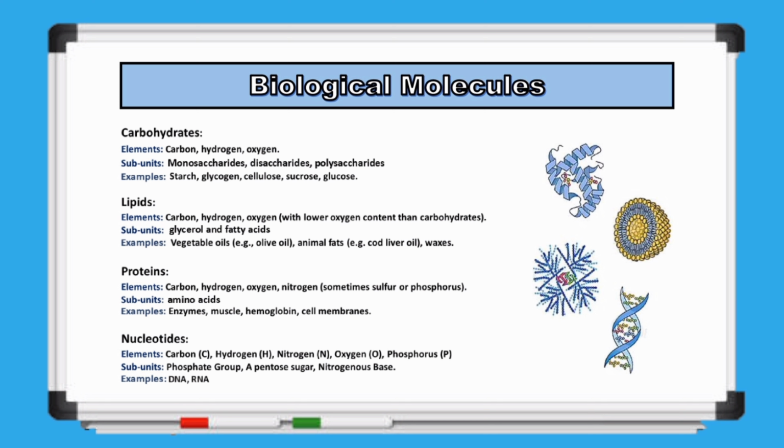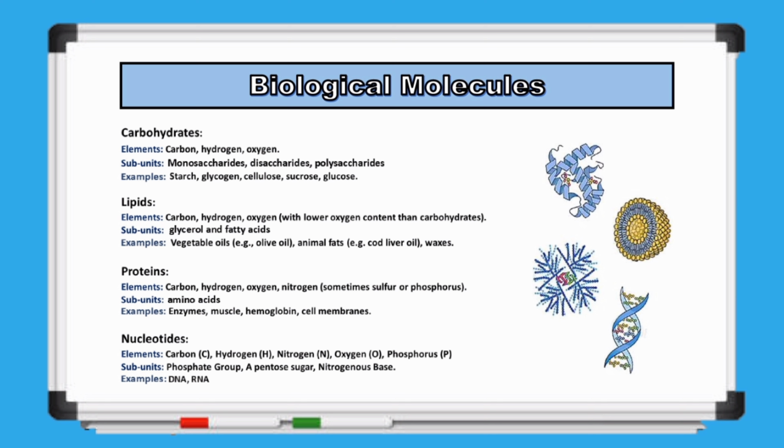Next up, we have proteins, which are some of the most versatile and important molecules in biology. Proteins are made from carbon, hydrogen, oxygen, and nitrogen, and sometimes they include sulfur or phosphorus too. Their building blocks are amino acids. These amino acids link together in specific ways to create proteins that each have their own unique function. Proteins build muscles, help form cell membranes, act as enzymes that speed up chemical reactions, and even transport oxygen through the blood in molecules like hemoglobin.